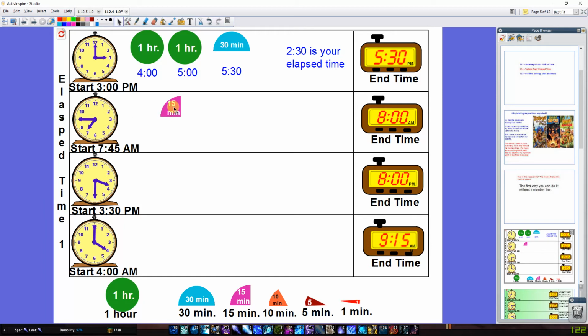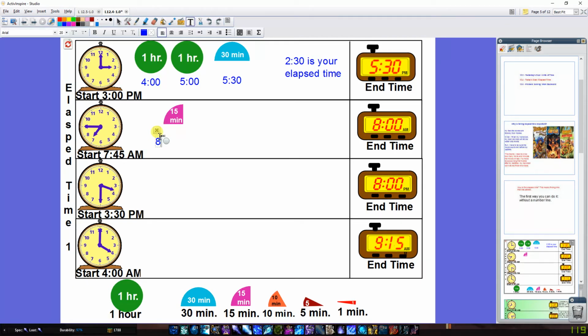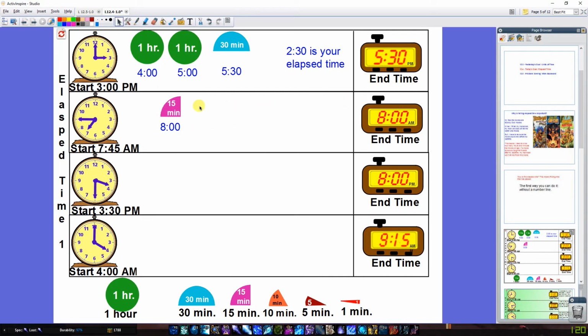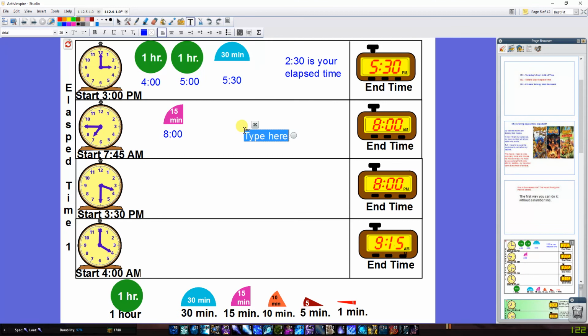Now, what's 7:45 plus 15 minutes? Well, that's exactly 8 o'clock. And it's right. That is the answer. So, how much time has elapsed? Well, 15 minutes. 15 minutes has elapsed. That is the answer. Let's do one last one.